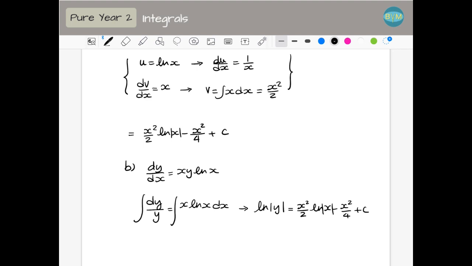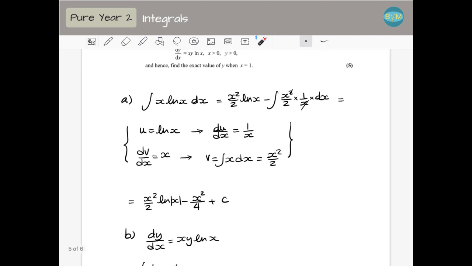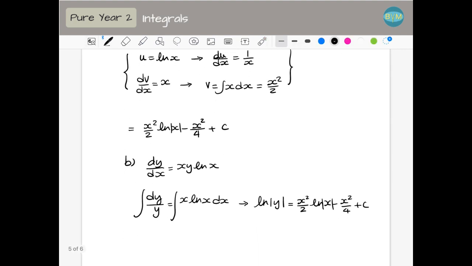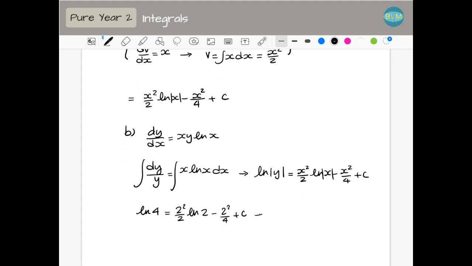I'm going to find the constant of integration with this line that they say. They say when y is 4 when x is 2. So I'm going to substitute there y and x. So ln 4 is going to be 2 squared divided by 2 ln 2 minus 2 squared divided by 4 plus c. And from here, to get that c is 1. So you have your function and your constant.